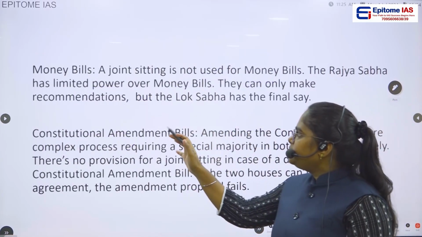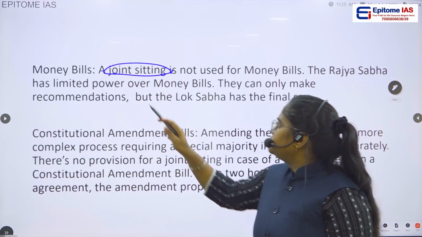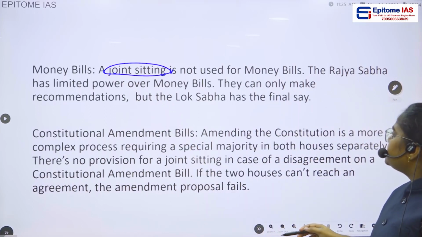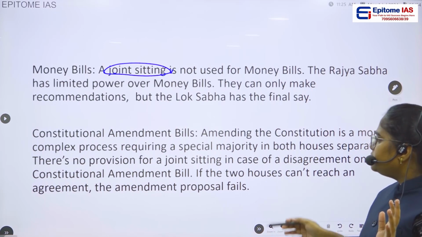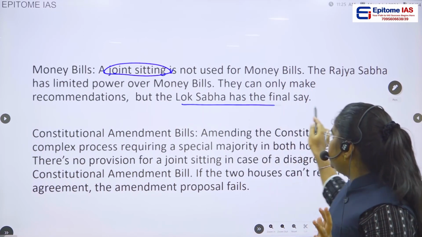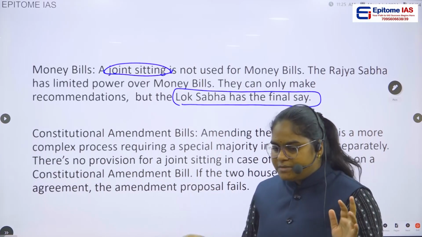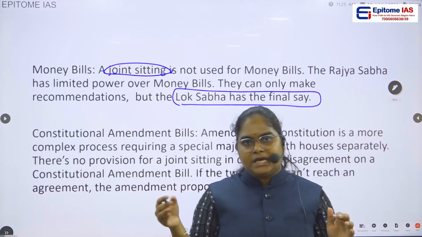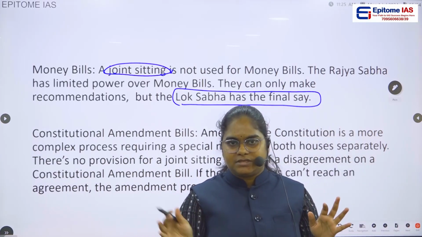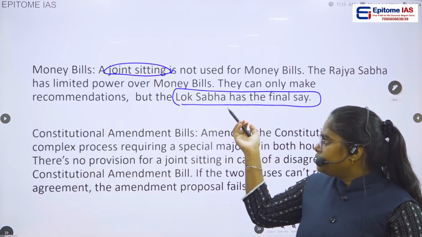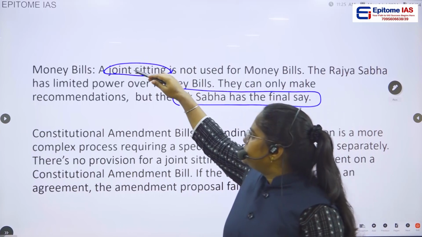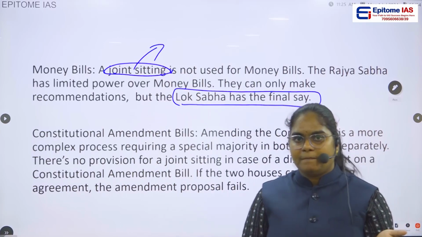So in case of money bill, a joint sitting is not used. The Rajya Sabha has limited power and can only make a recommendation, but the Lok Sabha has the final say. So in case of a money bill, the Lok Sabha has the upper hand. Anyway, this bill is going to be considered passed in both the houses, right? So they do not need the provision for joint sitting in case of a money bill.